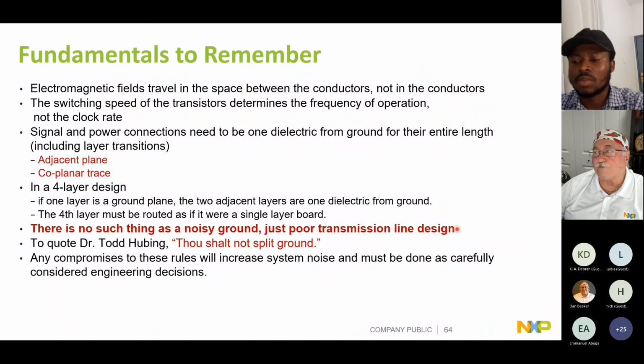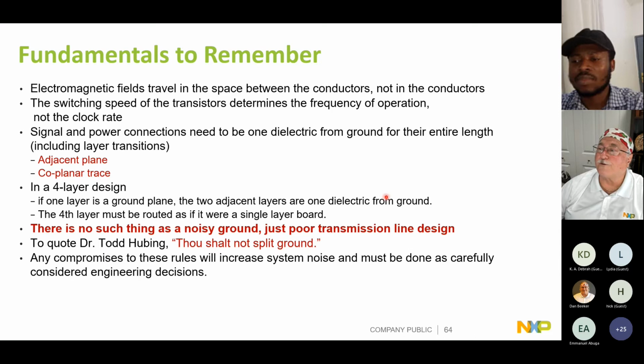When you go to layer 4 on a 4-layer board, you have to route it as if it was a single layer board. Layer 4 is not related to layer 2. I don't care what everybody thinks. In our industry now, it's too far away. There are 2 dielectrics and a signal layer between 4 and 2. Layer 4, you have to route with coplanar ground traces. And I do that with a combination of flood and traces.